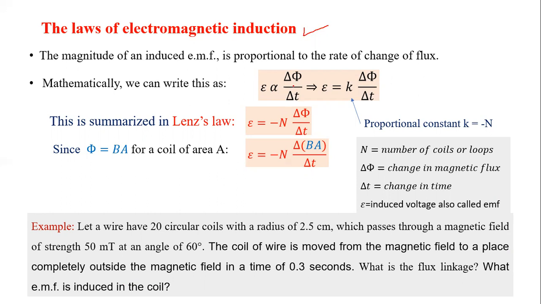Change in magnetic flux per change in time. So this proportionality constant is taken as k. After investigating it, that proportionality constant is minus one, so that is called Lenz's law. The induced electromagnetic force is equal to minus the number of turns times the rate of flux change, delta phi over delta t. So this is called Lenz's law.